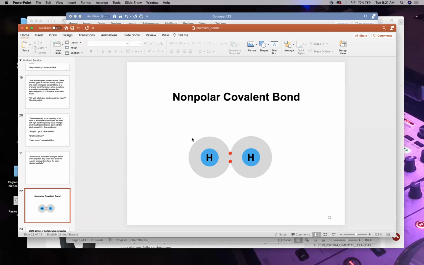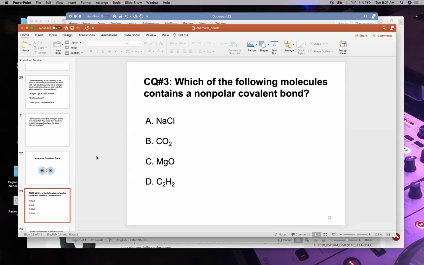Even O2, or oxygen, right? This is hydrogen gas, H2. That's nonpolar covalent. That's an example of nonpolar covalent. Okay, so you can look up here, which are the following. This looks like a beautiful question on one of my exams, right?